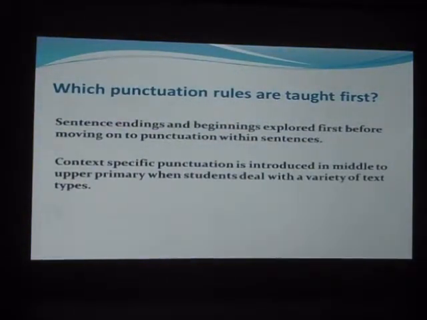After beginning and ending sentence punctuation has been taught, the focus can be placed on punctuation within sentences. Punctuation within sentences can be used to separate ideas, show possessive ownership, or for the exclusion of letters in the case of the apostrophe. Punctuation within sentences is explored more in depth as students progress through primary school. Students may also become exposed to the rules of using other context-specific punctuation, such as brackets, dashes, hyphens, and signposts in upper primary when dealing with a wider range of texts.